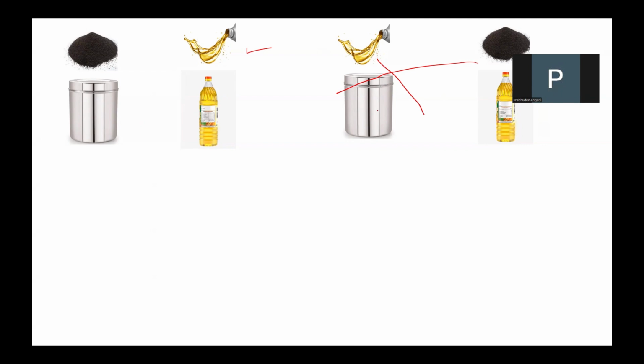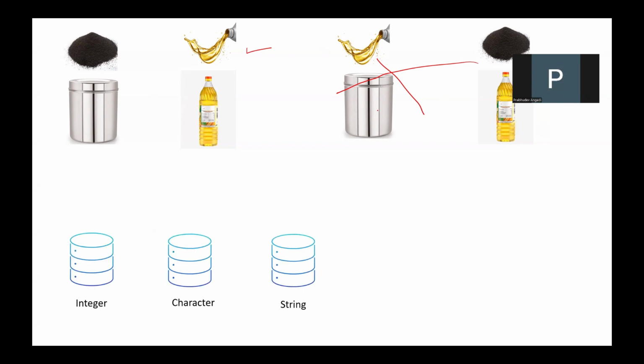there are different types of data types in Java, and you should add only that type of data in that data type. For example, here you see there is an integer, there is a character, and there is a string data type. And in integer, I should only add 1, 2, 3. And in character, I can only add A. And in string, I can add A, B, C.